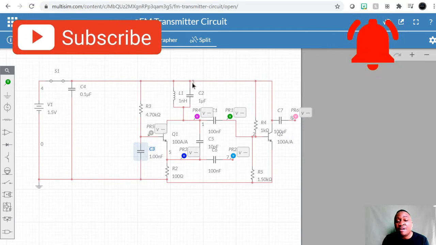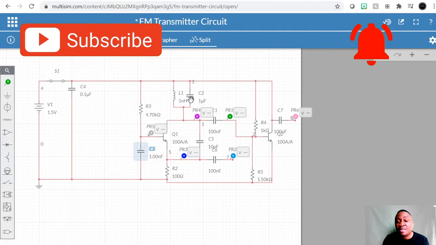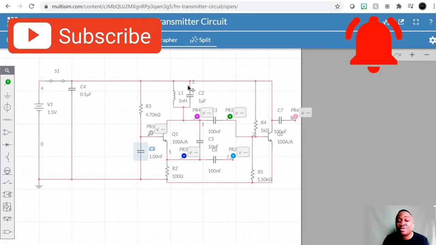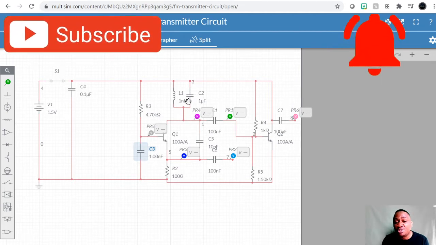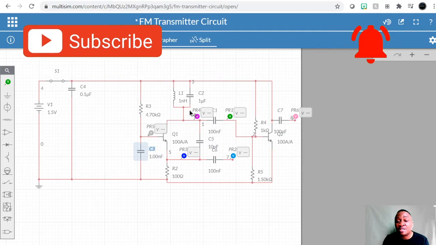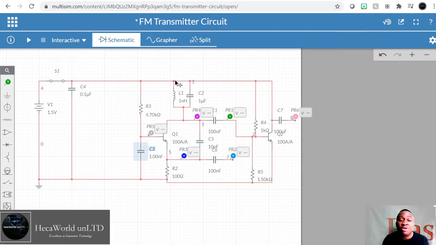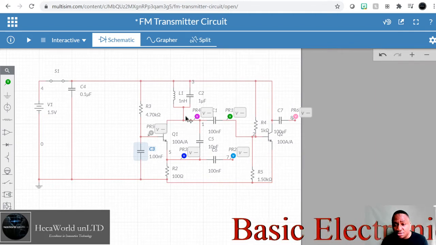If you have long leads connecting this, you're also changing the capacitance, because a capacitor is just parallel conductors. As you increase the length of the conductors, you're affecting the value of the capacitance. And also, if you have long leads on the inductor, you're also affecting the value of the inductor. Now, so this is the circuit.